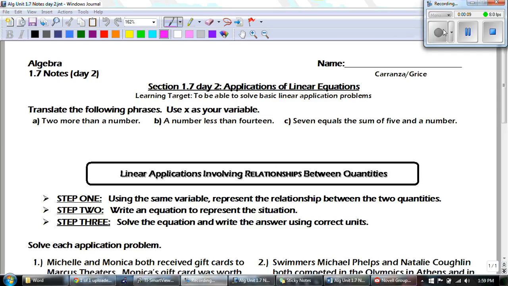Today we're going to be talking about applications of linear equations. Our learning target today is to be able to solve basic linear application problems. So what you guys are going to do is pause the video and translate the following phrases. Use x as your variable. Go ahead and pause the video and good luck.